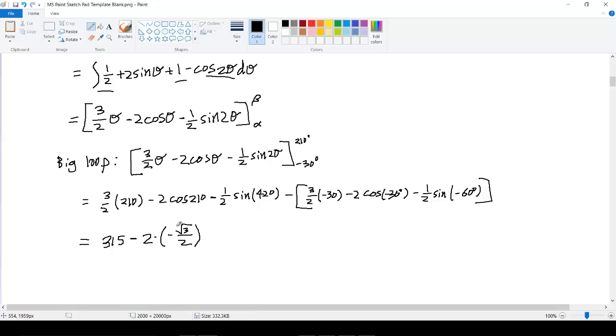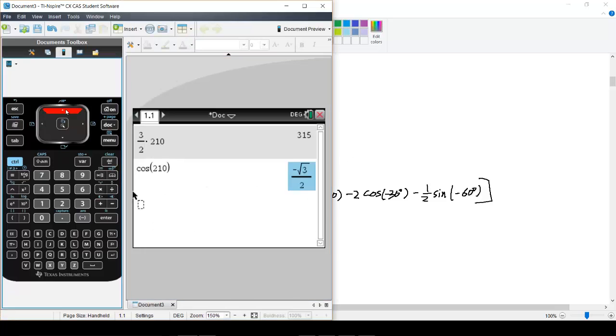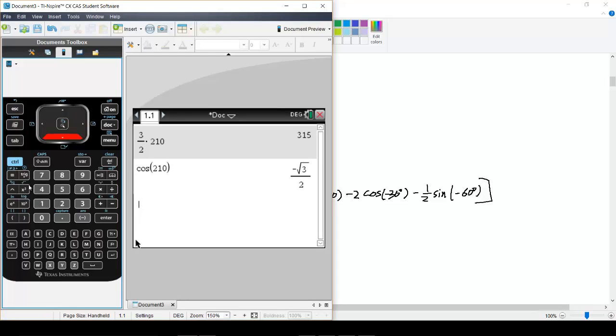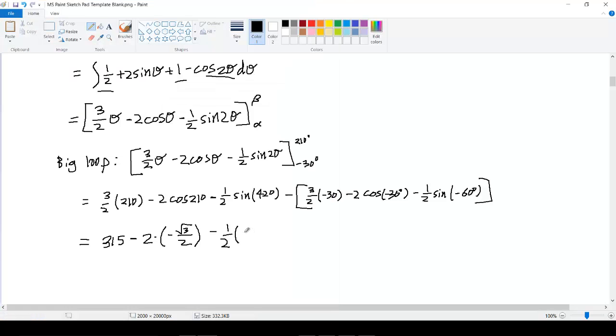And you could do approximate answers at this point as well. I'll leave it exact, because your calculator probably will not give you exact answers like mine can. We're just trying to find this integral, you just want the area. You can approximate here if you want, it's no big deal. Then minus 1/2 times the sine of 420, and that's positive root 3 over 2.